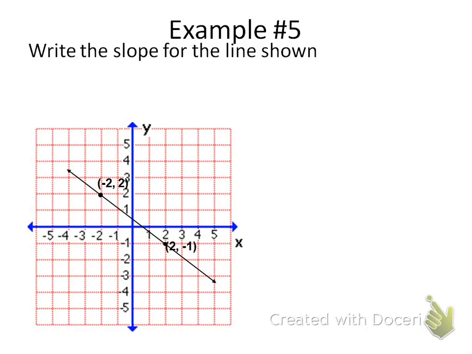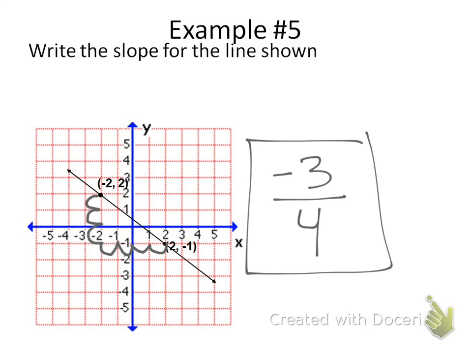So rise implies you're going up, but it's really your change up or down. So this one they're going down 1, 2, 3. Anytime you go down, what type of number do you think that'll be? A negative. And then we're going over 1, 2, 3, 4. And that's to the right, so it's a positive. So my slope here is negative 3 over 4. Which makes sense because from left to right, this line is going down.